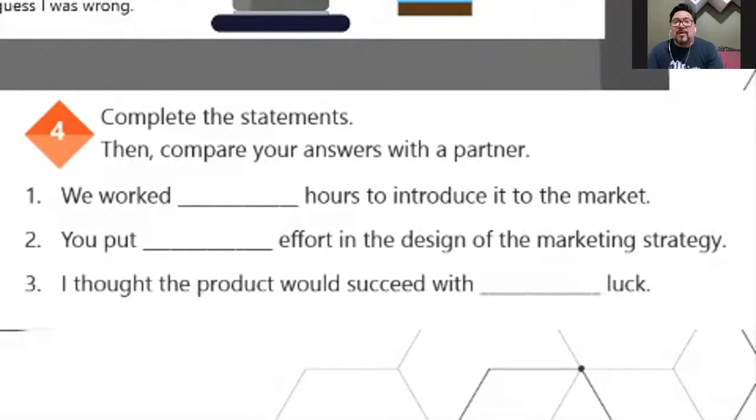Number one, we work many hours to introduce it to the market. You gave the answer already. Okay, good. So repeat, Frank. We worked. Okay, excellent. Many hours. It is many, many hours to introduce it. Now, I want to emphasize one thing. Introduce it. It. We worked many hours to introduce it to the market. Very good.